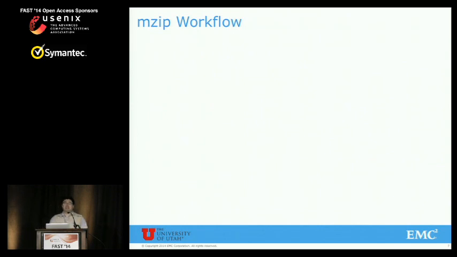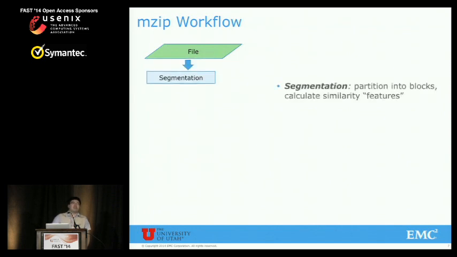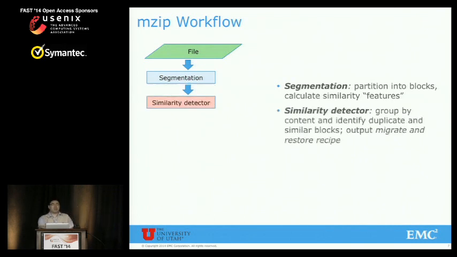But before I dive into such details, I would like to introduce the high-level workflow for MZIP, which is to compress a single large file. In MZIP, given the input file, we will use a segmentation tool to partition it into blocks, and then we calculate the similarity features for each block. I will talk about similarity features in a few slides. Then we use the similarity detector to identify duplicated and similar blocks.